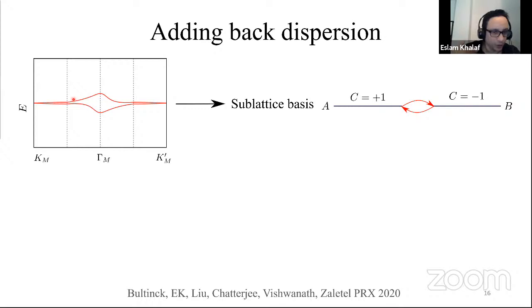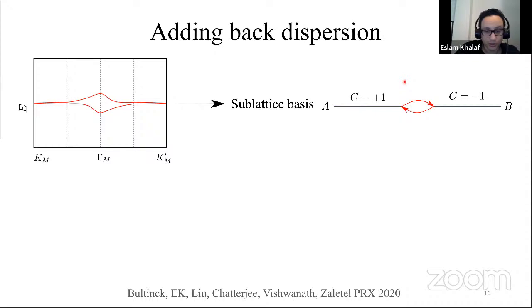Recall that the Dirac dispersion is sigma x kx plus sigma y ky. So if I go in a basis where I label the bands by their sublattice, then this dispersion would appear as an off-diagonal term, as a tunneling term. Another advantage of this basis is that the C2T symmetry is manifestly implemented as essentially a mapping between these two bands. So it guarantees that these two bands remain degenerate.